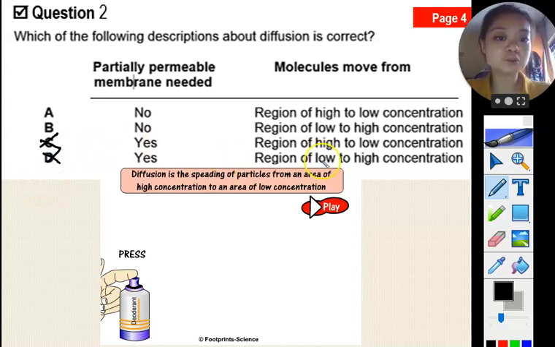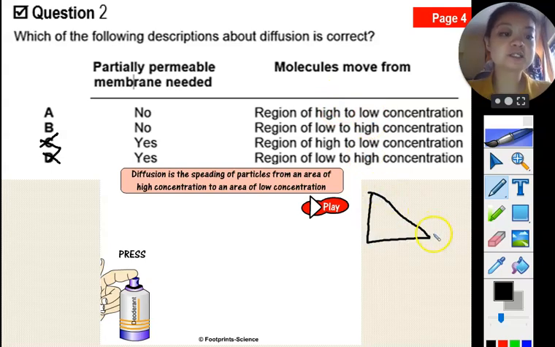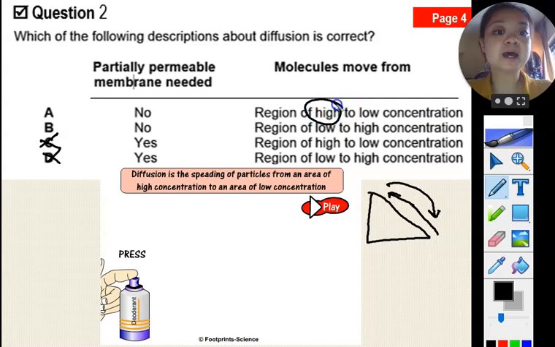So how does diffusion move? Remember your slide. You don't go up a slide, right? You actually have a tendency to slide down. So we say that it moves from high to low. So your answer for this question will be A. So please take down your answer.